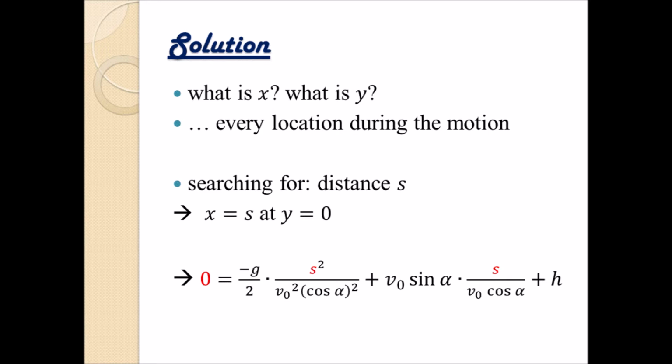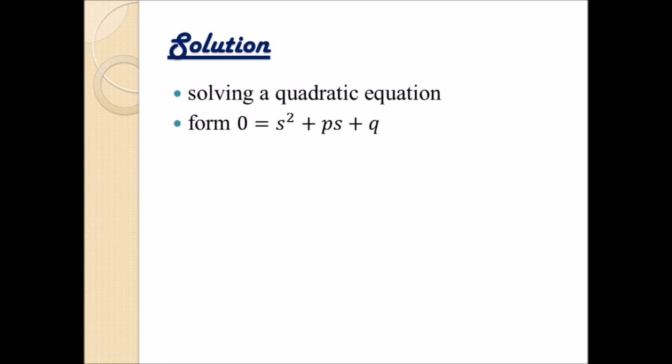And now we are nearly done, because when we have a closer look, we see that the parameters on the right-hand side, g, v0, alpha, and h, are given. And s is the only unknown variable, and it's the variable we are searching for. So we have basically solved our problem. Well, nearly solved our problem. The only thing that's left to do is solving a quadratic equation, which has a form of 0 equals s squared plus ps plus q. And we can solve this rather easily.